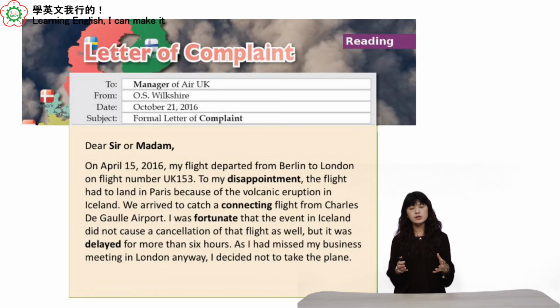You start with the letter, "Dear Sir or Madam," your greeting. Okay, and then you have your first paragraph. You will explain the situation, like what happened. So here you say, "On April 15th, 2016, my flight departed from Berlin to London on flight number UK153." So here you point out the date and then the situation. Okay, "To my disappointment, the flight had to land in Paris because of the volcanic eruption in Iceland."